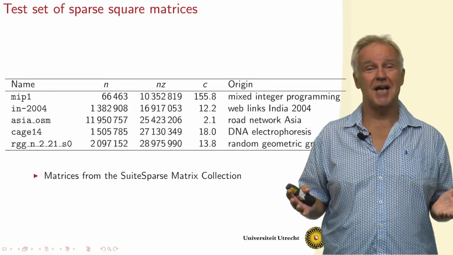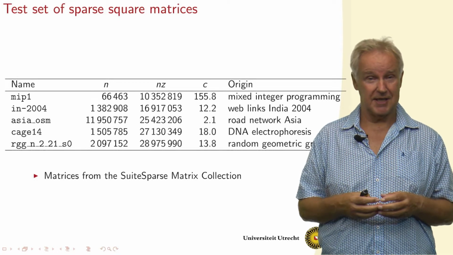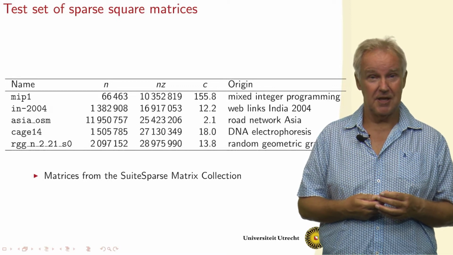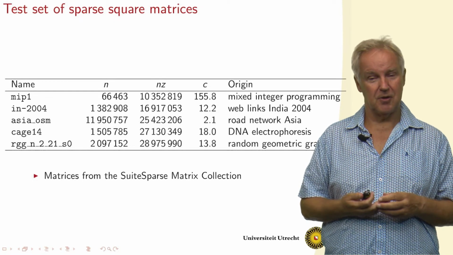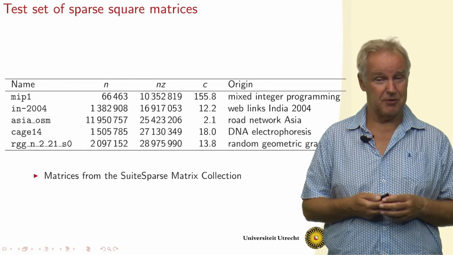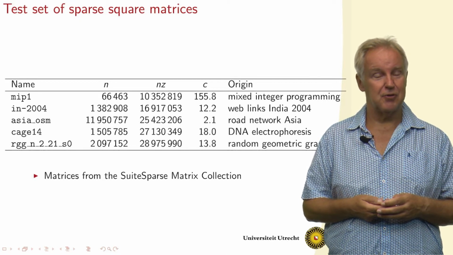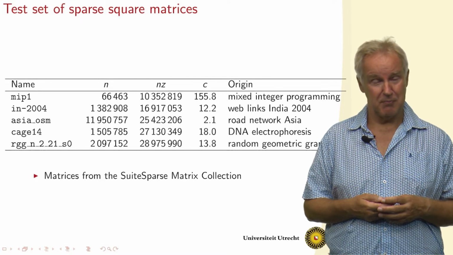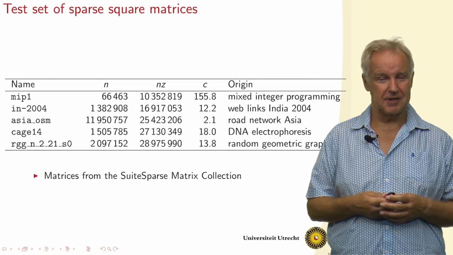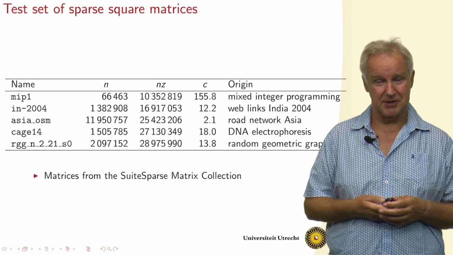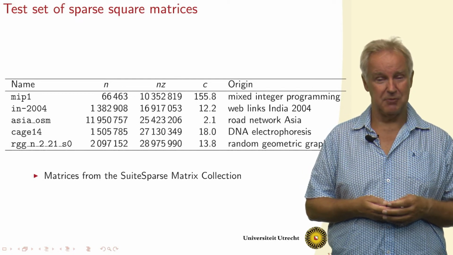Okay, so let's see how this works out in practice. We have a test set of sparse matrices taken from the SuiteSparse collection, which was formerly called the University of Florida collection. We have a matrix from integer programming, MIP1. We have India 2004, which is a web link matrix. Asia, a road network. Cage 14, we've seen the cage matrices already from DNA electrophoresis studies. And we also have a random geometric graph.